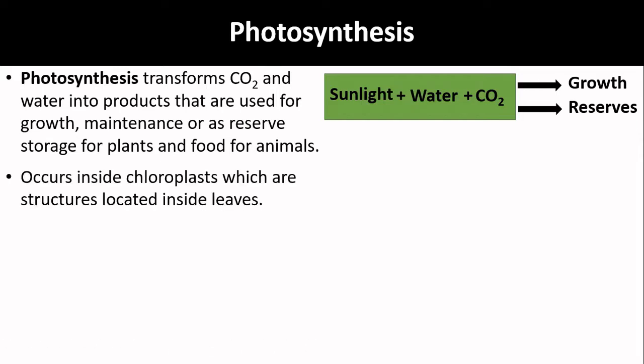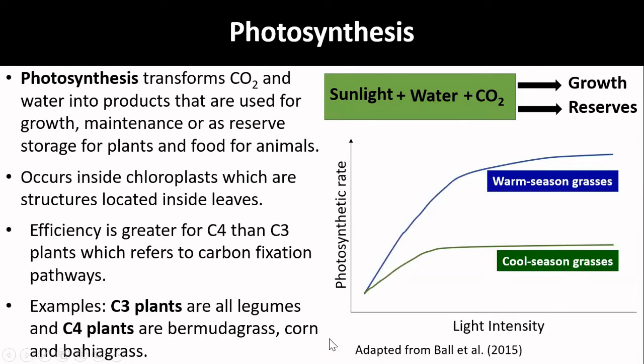This process occurs inside structures called chloroplasts, and there are two major distinct carbon fixation pathways that are classified as C3 and C4, and these are terms that we usually use to classify groups of plants. And generally, legumes and cool season grasses are C3 plants, while C4 are warm season grasses. And this nomenclature differentiation is based on the first product that the plant generates from photosynthesis.